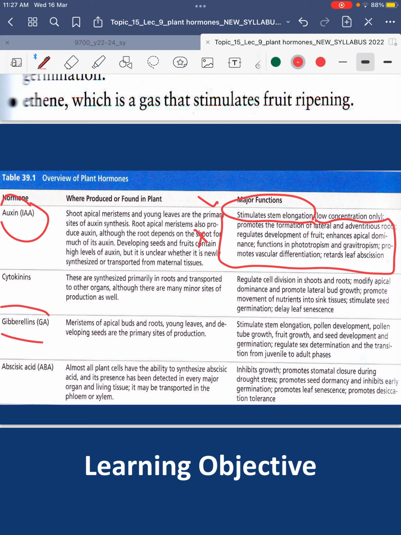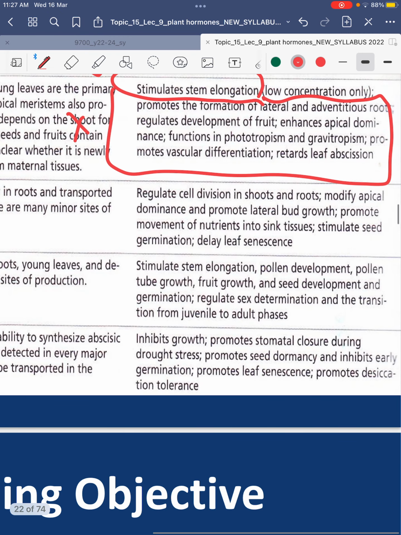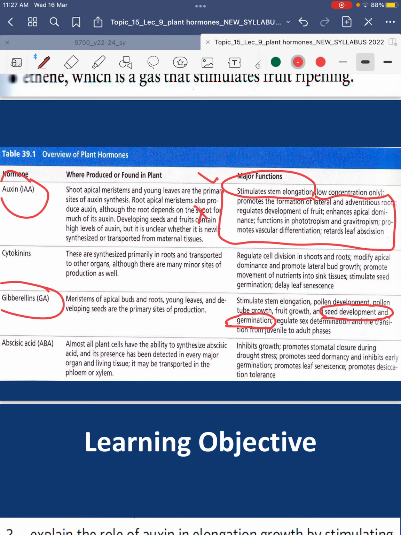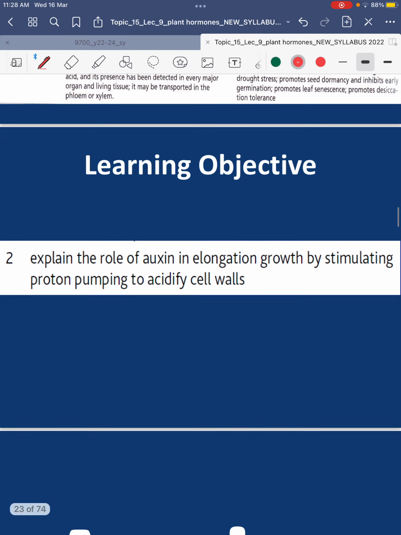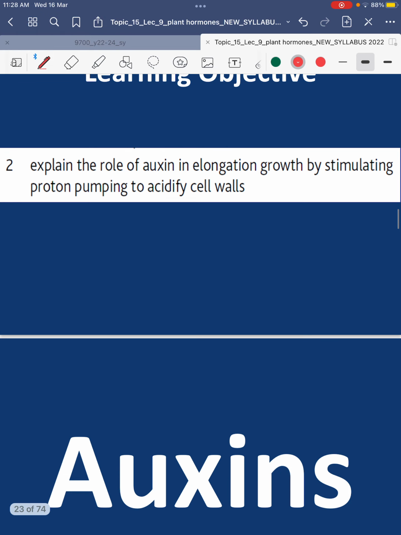And when we look at gibberellins, if we have time, otherwise we'll do the gibberellins on Saturday. We're going to look at the function in seed development and germination. This is the only one in your syllabus. There are many functions of these plant growth regulators, but as far as the syllabus is concerned we're only focusing on one for each hormone.